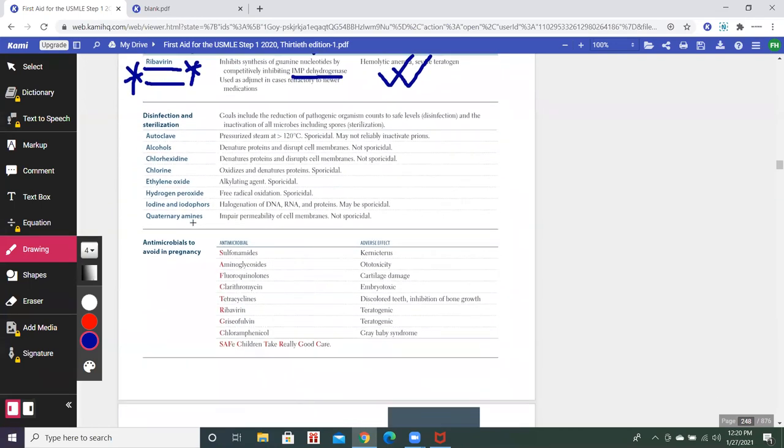Are we ready to begin sterilization? Everyone? Okay.